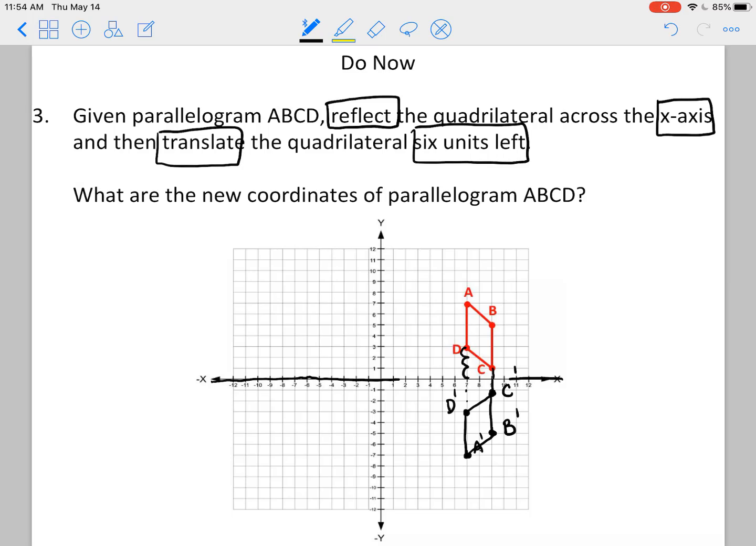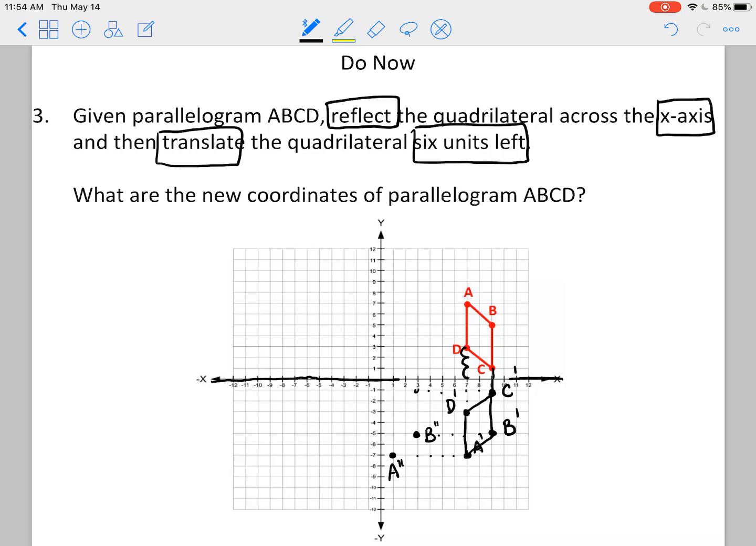Now we are going to translate 6 units to the left. Remember that a translation is a slide. So we're going to move all 4 of these points the same distance in the same direction. We're going to move them all 6 to the left. So starting with A, 1, 2, 3, 4, 5, 6. Since it was A prime before the translation, it's now A double prime. B, 1, 2, 3, 4, 5, 6. We have B double prime.